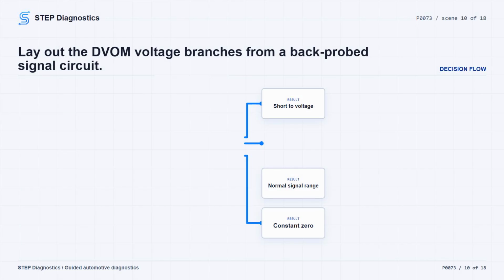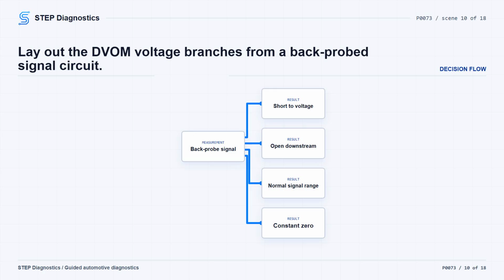If you are using a DVOM instead, first verify the temperature sensor and controller connectors are fully connected and locked. Turn the ignition on. Back probe the temperature sensor signal circuit at the sensor connector and measure the signal voltage. Match the measured voltage to the correct branch. If it is between 0.1 and 4.9 volts, the sensor signal is most likely giving a legitimate reading.